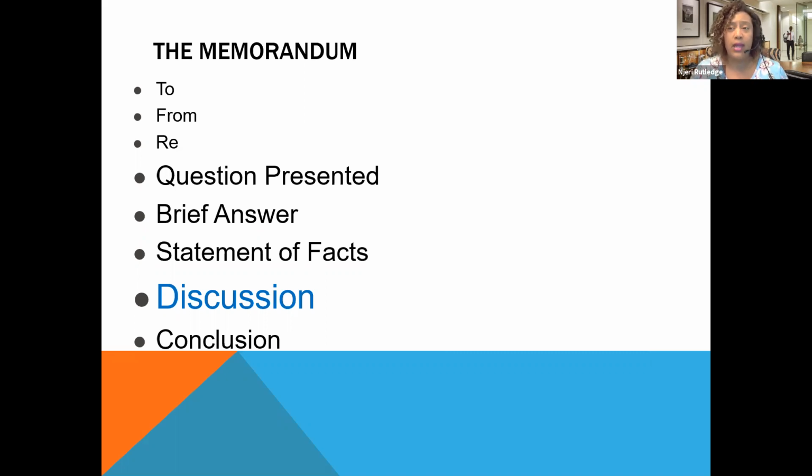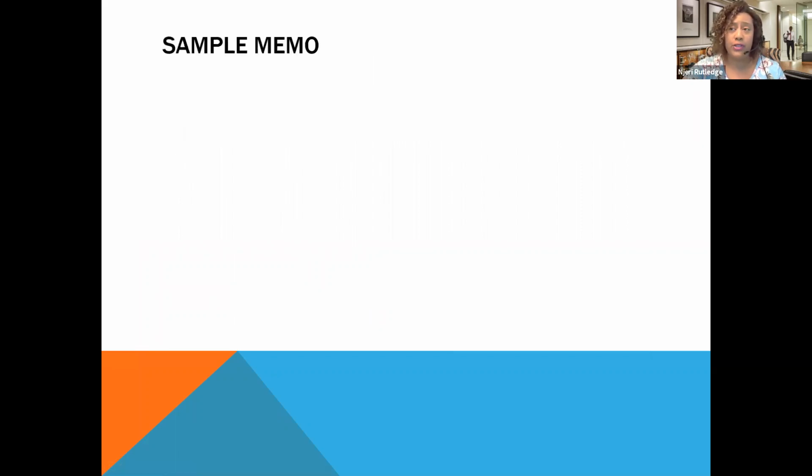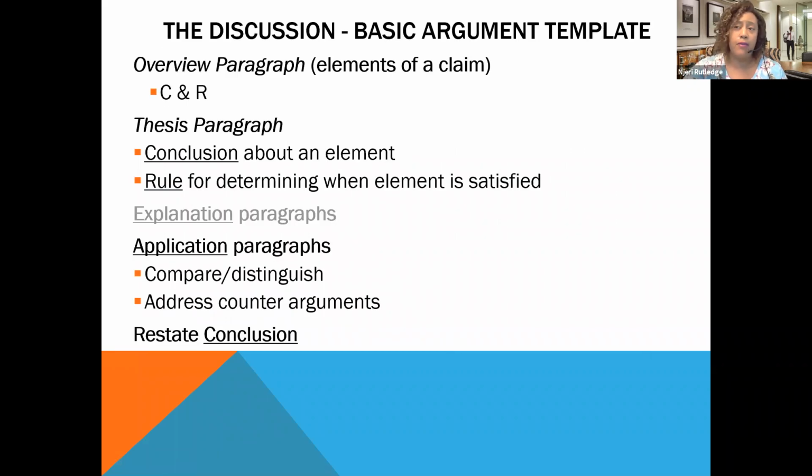Notice I put discussion in larger font. That's because that's the most important part of the memo for our purposes as attorneys. This is where the law, the legal rules, the analysis is contained. It's the lawyering part. It's also where you will make your prediction. So I wanted to go through a few sample memos with you guys today. But first, let's just go through the basic template.